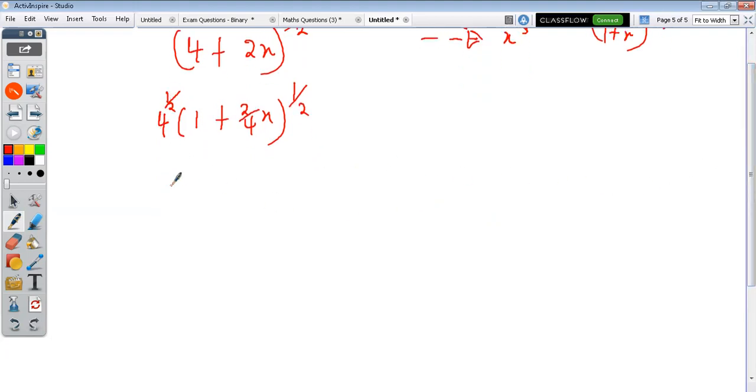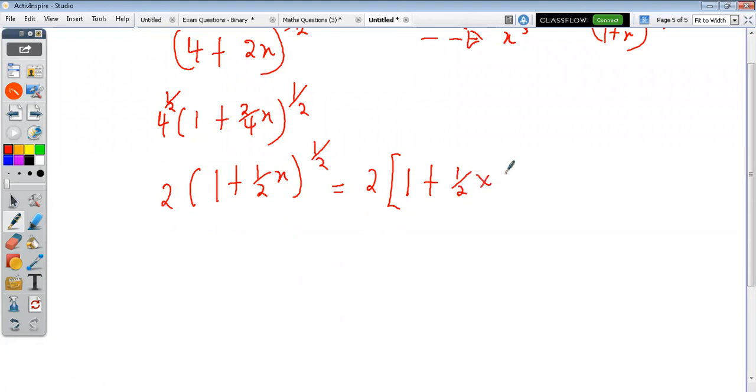Then 4 to the power of half is what? Is 2. Sure. Square root of 4 is 2. Brackets 1 plus half x to the power of what? Half. Then this here we can ignore it or we can apply it later. So this is equal to 2 brackets, 2 multiplies everything in that. So then we apply now 1 plus nx. So 1 plus nx is this multiplied by that. So half multiplied by half x.